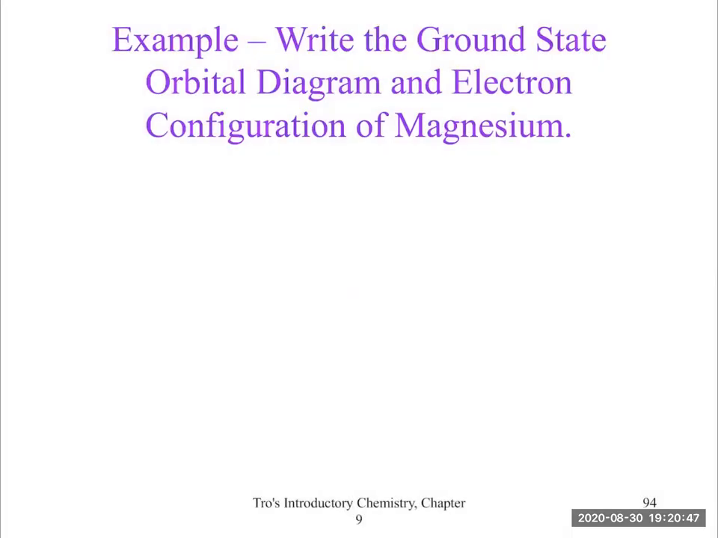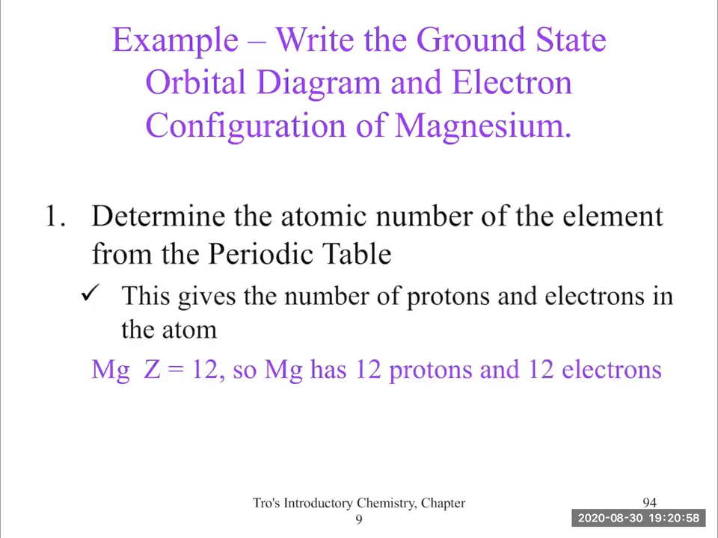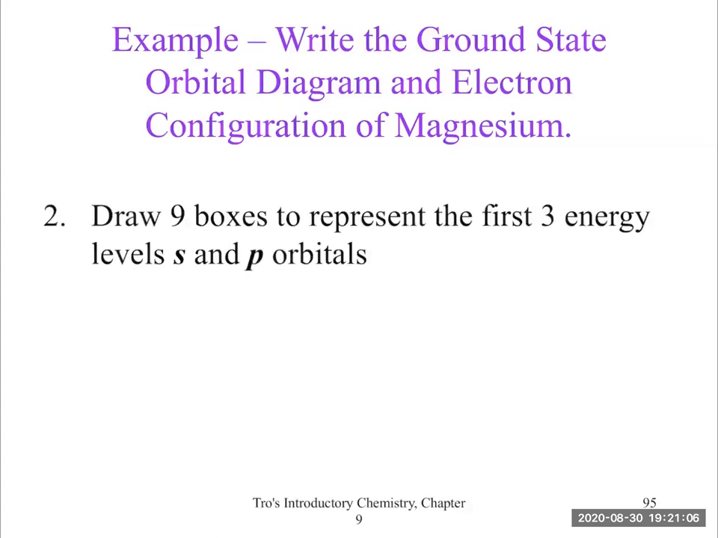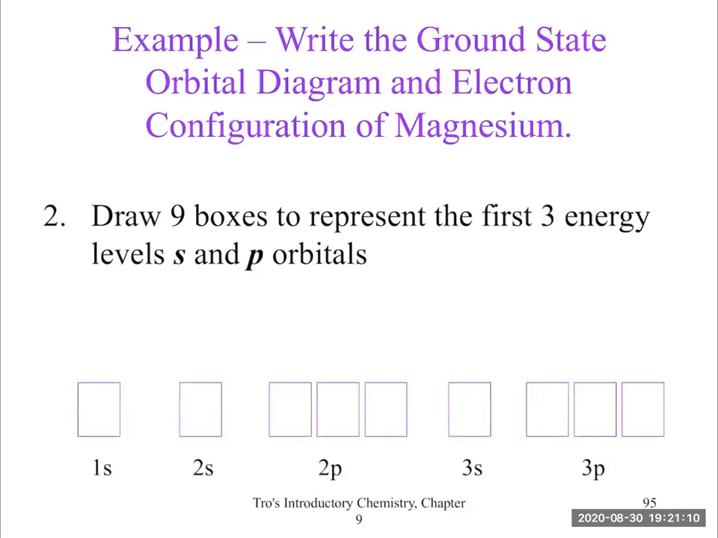I'm going to give you an example on how to write the ground state orbital diagram and electron configuration of magnesium. So how many electrons does magnesium have? Magnesium has 12 electrons. So how will you write that electron configuration? You need the s and the p: 1s, 2s, 2p, 3s, and 3p.